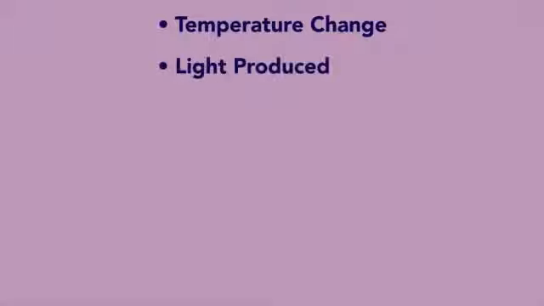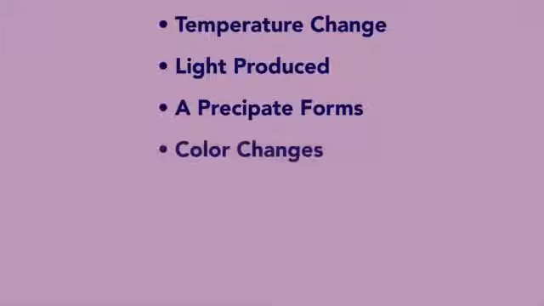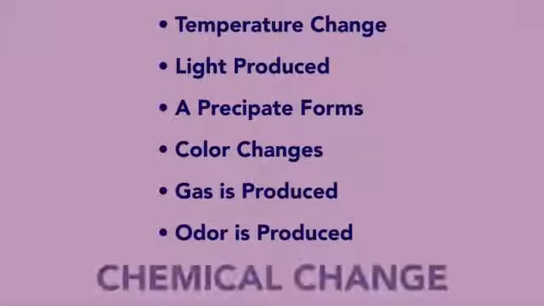If light is produced, a precipitate forms, the color changes, or if gas or a smell is produced, you've got a chemical change. These are the general rules of thumb. A lot of times, more information is needed to make the call, just like in our two hair color examples. Oh, and one more thing. Often, chemical changes are irreversible. For example, once wood has burned, you cannot go back to the original substance.